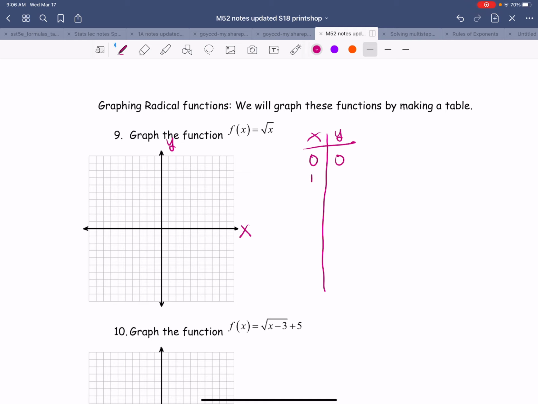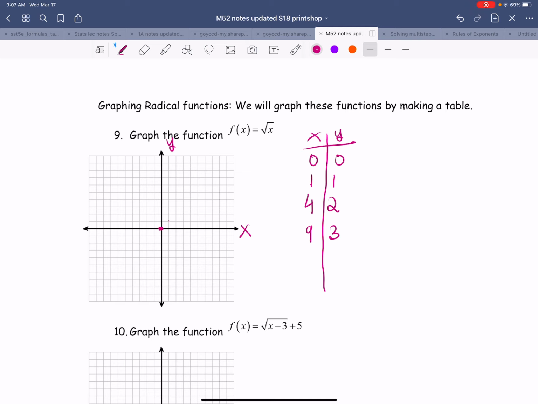Now I'm going to pick the nice values that give me a nice y output value. If I use x as 1, square root of 1 is still 1. Should I use 2? Square root of 2 is 1.4 something. I don't want to use that because it's going to be a decimal. Next nice value I'm going to use is 4. If x is 4, square root of 4 will be 2. If x is 9, square root of 9 would be 3. Let's go ahead and plot these points, and we'll have our graph.